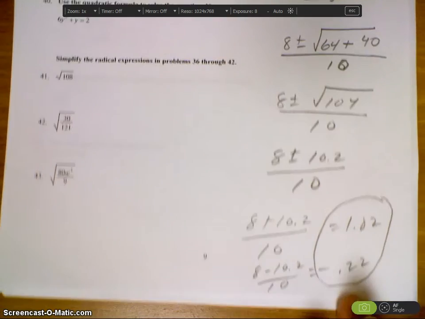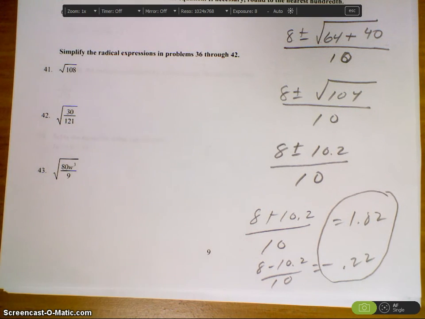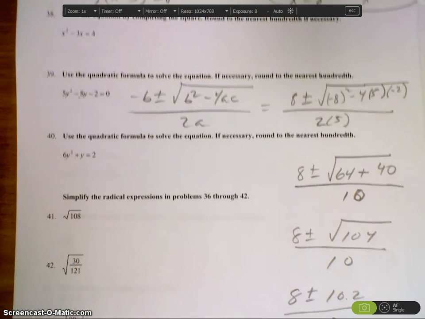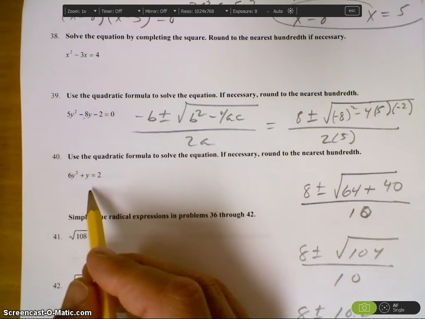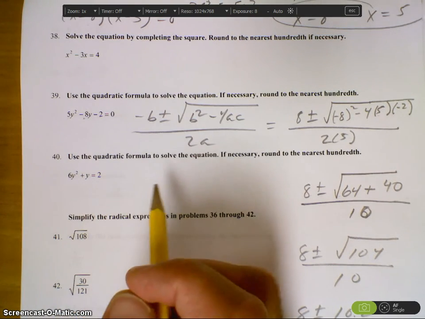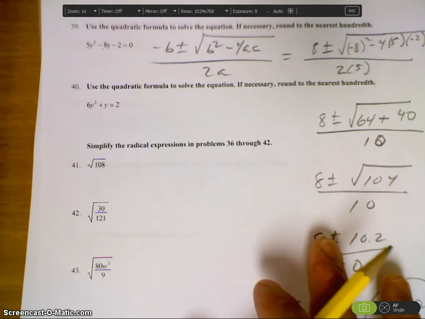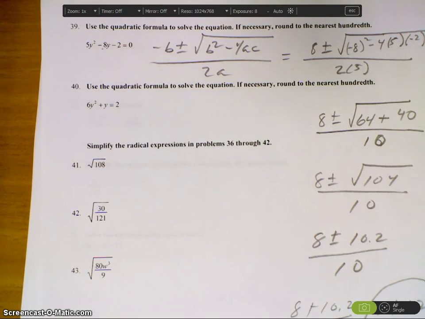Now you would not have been able to factor that problem to get that answer. So that is the quadratic formula. Same problem here. Use the quadratic formula to solve. It's the same exact thing, so I'm going to skip on, see if I can get some more of this done before this video runs out of time.